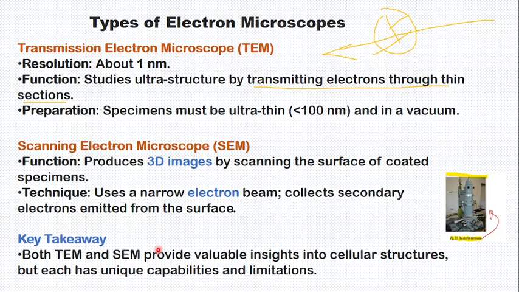So what is the key takeaway? The takeaway today on these types of electron microscopy, both transmission and scanning electron microscopy, is that they provide valuable intracellular structure, okay, but each has unique capacity and limitation. As I told you, this one transmits electrons through the sample. This one scans the surface. This one gives 2-dimension, this one 3-dimension. What can you choose? I can choose scanning, which will give me a good image, which is 3-dimension.